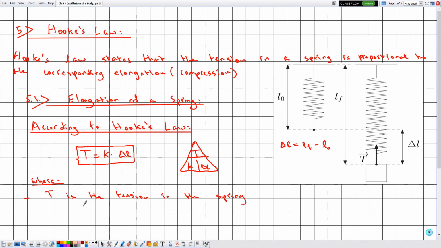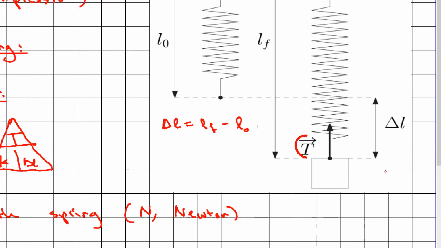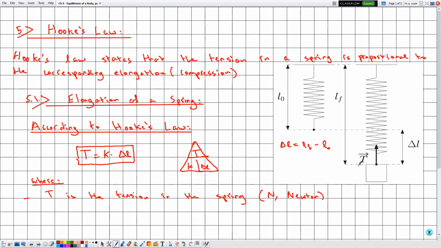Now, because T is the tension in the spring and it corresponds to a force, then for sure its SI unit is given by capital N, which stands for Newton. And graphically, the tension T is the force existing along the spring. Now, as for K, it is a property of the spring itself.